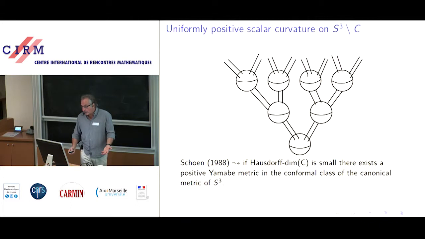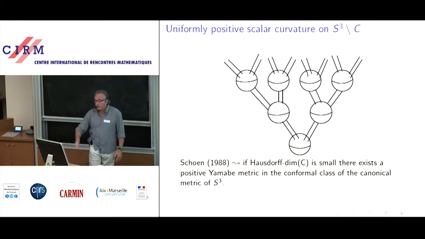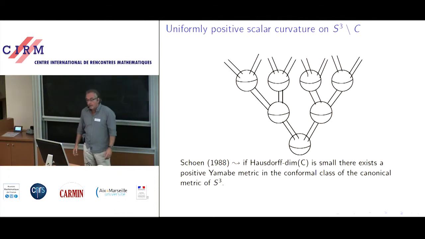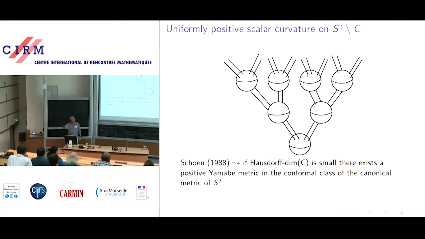Well, we can say a little bit more. In fact, there's a nice result of Rick Schoen, which goes back to 1988, which says that if you arrange yourself so that the Hausdorff dimension of the limit set is small, then there exists a positive Yamabe metric. Yamabe metric means constant scalar curvature. Positive means that the constant is positive, and as usual in the conformal class of the canonical metric of the three-sphere.